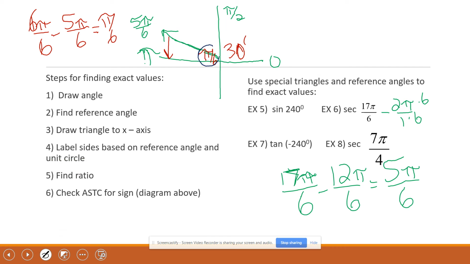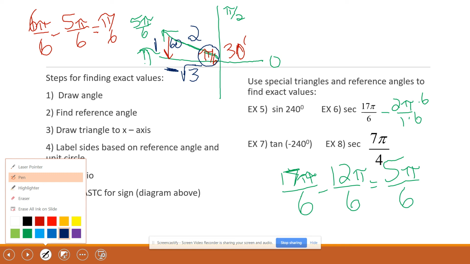Opposite the 30 degrees is a length of 1. That makes this 60 and makes this the length of square root of 3. And our hypotenuse is 2. Remember, hypotenuse is always positive. So let's take a look at our 1. The length of 1 is going up on the y-axis, so that's positive. The square root of 3 is going left on the x-axis, so that's negative.